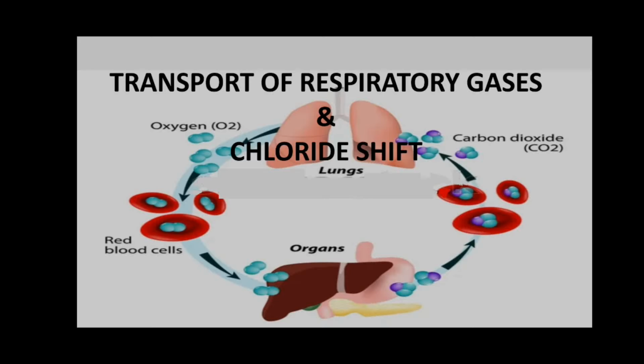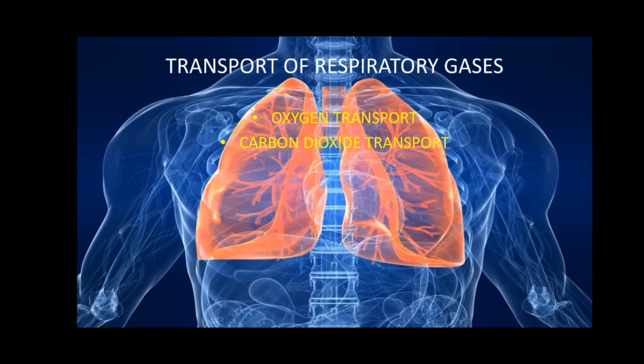Today we are discussing two topics, transport of respiratory gases and chloride shift. We can start with transport of respiratory gases. We know that when we respire, air enters into the lungs and the oxygen is transported into the cells by the blood. And the blood will return to the lungs with carbon dioxide and it is released out. This is known as transport of respiratory gases.